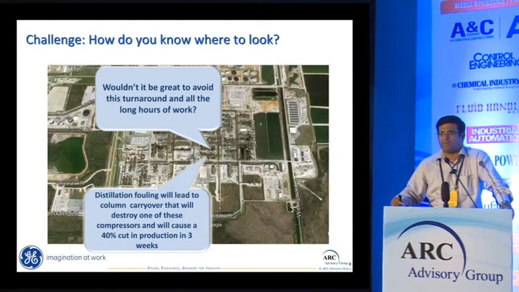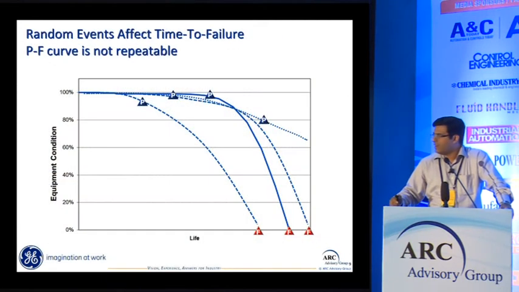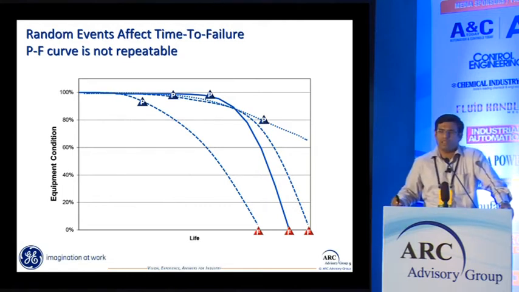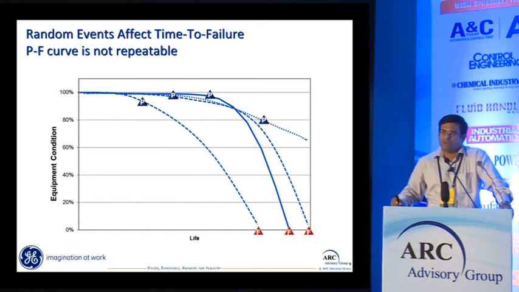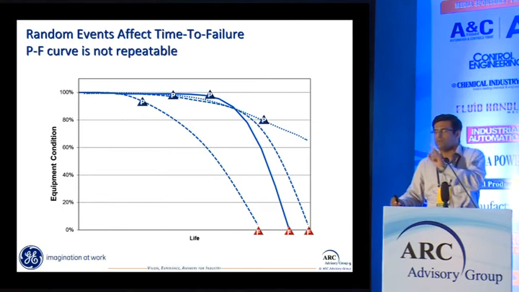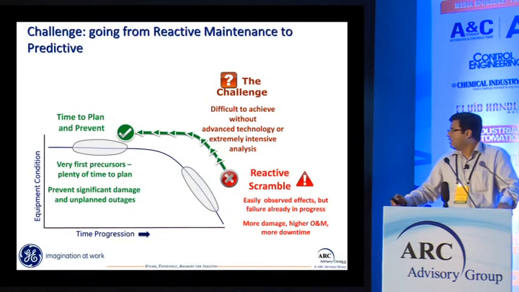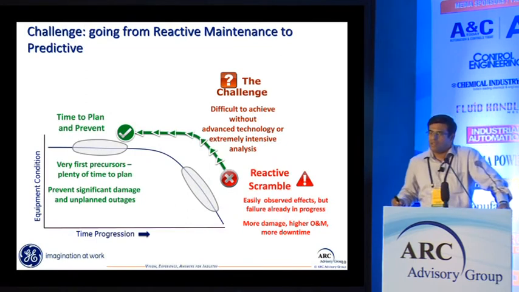But at the same time, fouling occurs. And fouling occurs, huge investment. It could lead to a compressor failure. 40% of your investment gone. So, again, if you resolve that after all the troubleshooting, you cannot confidently say the next one I will be able to avoid, because the PF curve never repeats. Again, challenging. So, this is where we talk about predictive analytics.